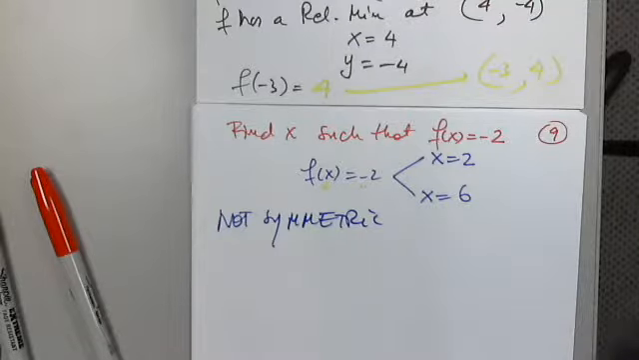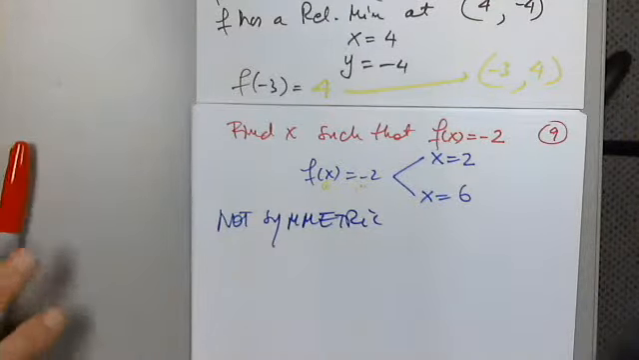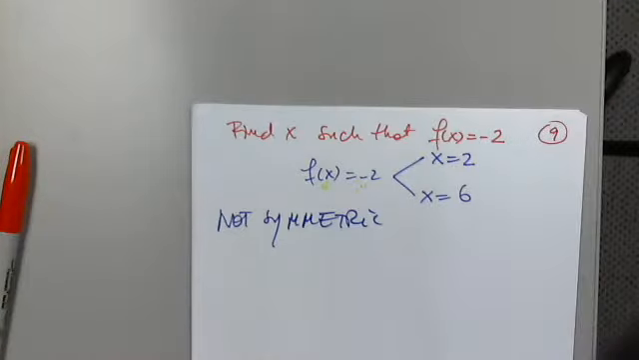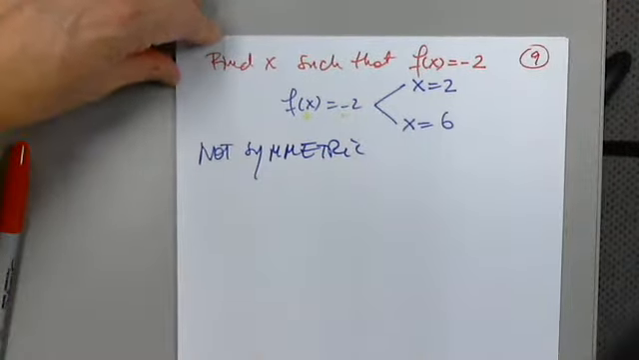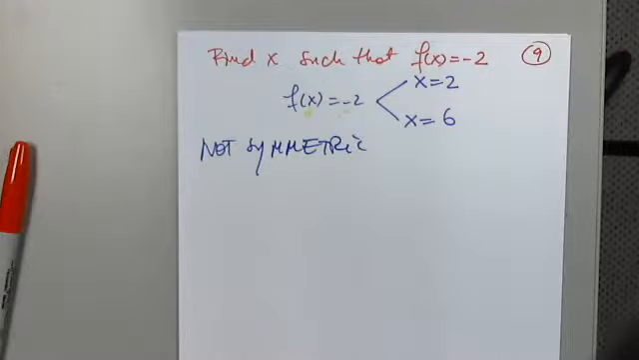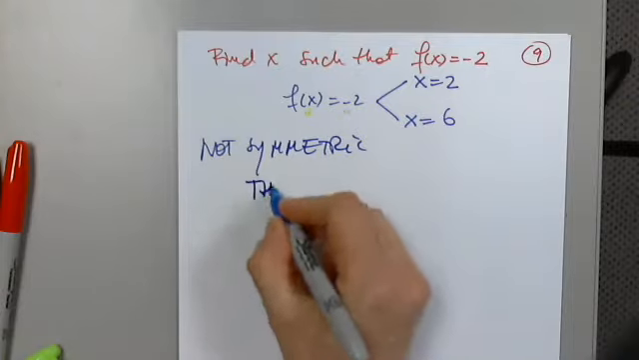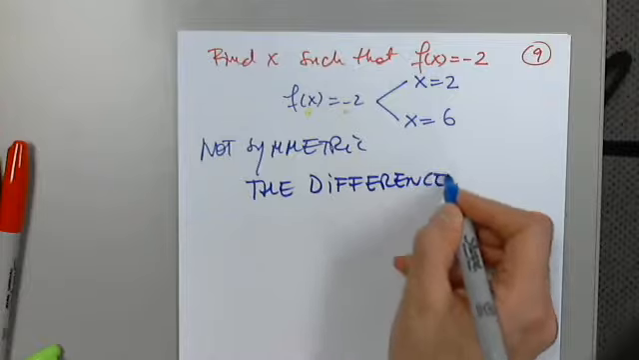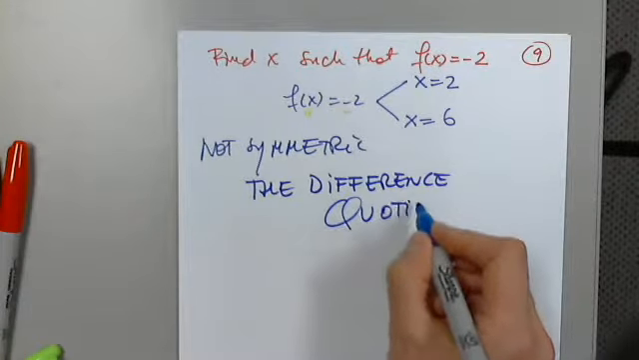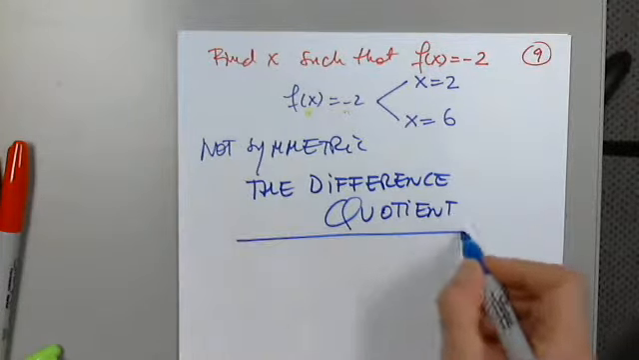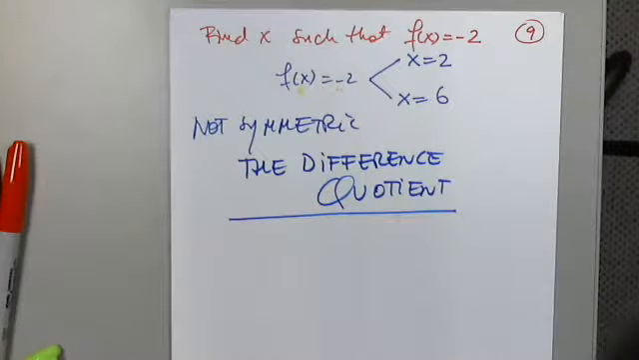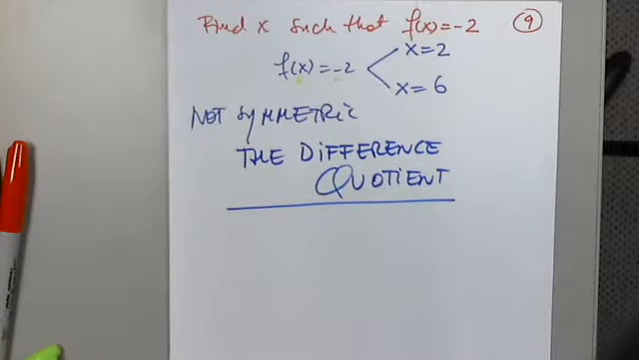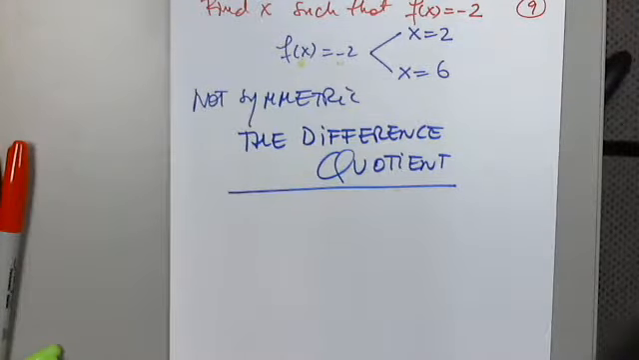The last item from this section 2.2 is what it's called. We're still talking about functions. We're still talking about properties and how we determine different things. It's called the difference quotient. What is it? Why do we need to determine it? So let's start by explaining what it is. The difference quotient.